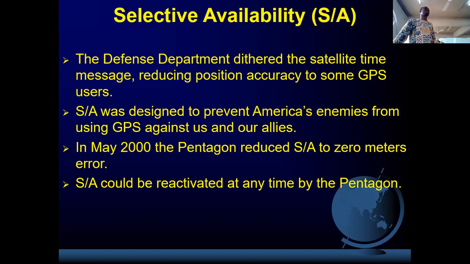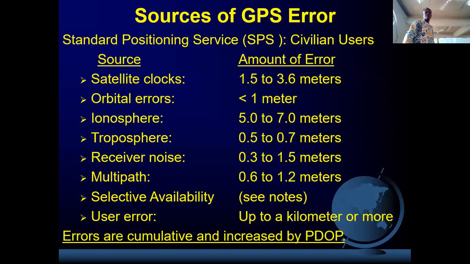That was cancelled. But it had to be cancelled. Someone else will fix their own location. Anyway, so basically, there are errors. Selective availability is more like a gross error. What's a gross error?